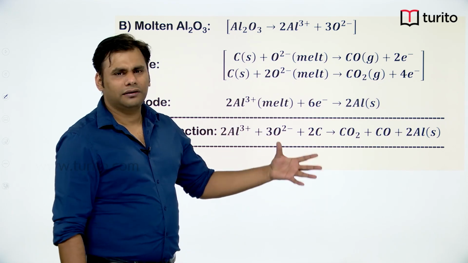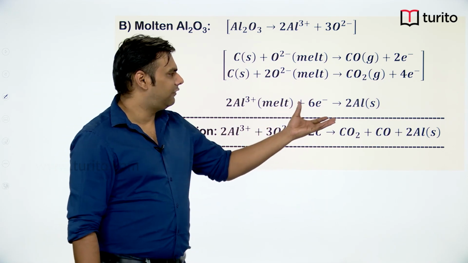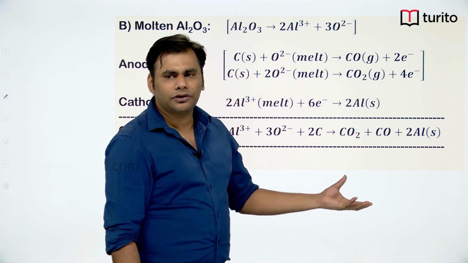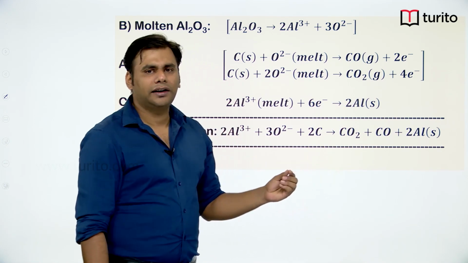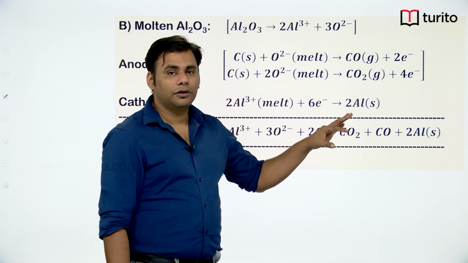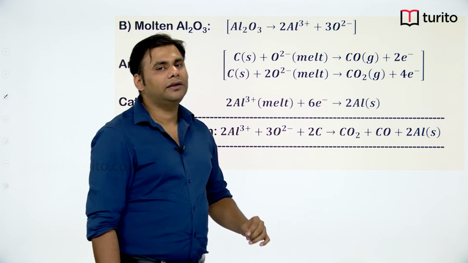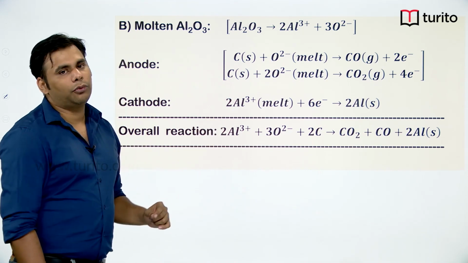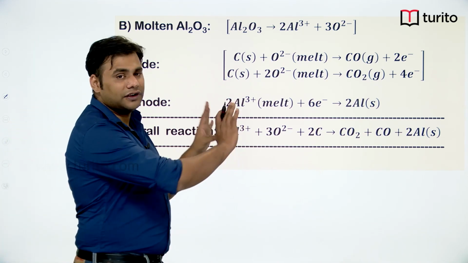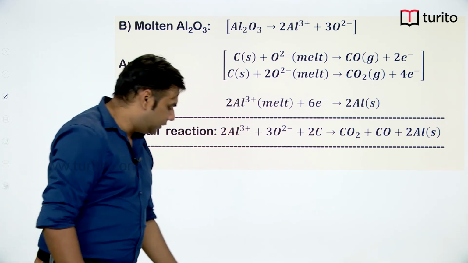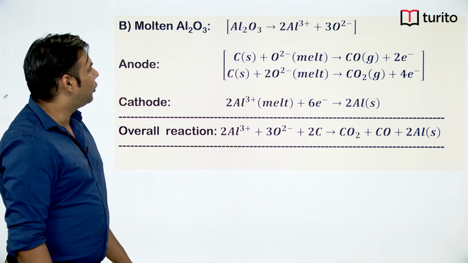So at the cathode nothing different would happen. Al3+ would get reduced and Al would get deposited at the cathode. But at the anode, the carbon of the graphite would react, forming CO and CO2 gas. So this is again an important reaction that you should know. Anyways, we are also going to cover this when we are doing metallurgy. So this is an important portion.